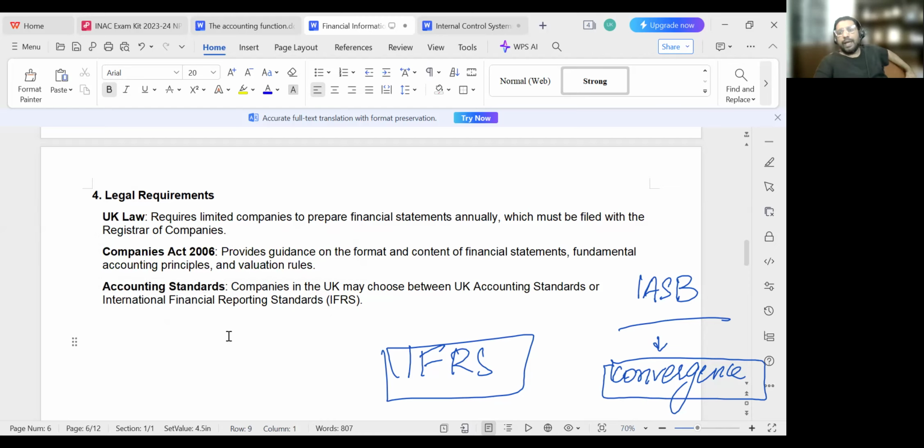Each company would either be following UK accounting standards, which are known as GAAP, generally accepted accounting principles, or they would be following IFRS. It depends on the company. Normally, a company goes with IFRS. And to be honest, there is not a lot of difference between these standards.